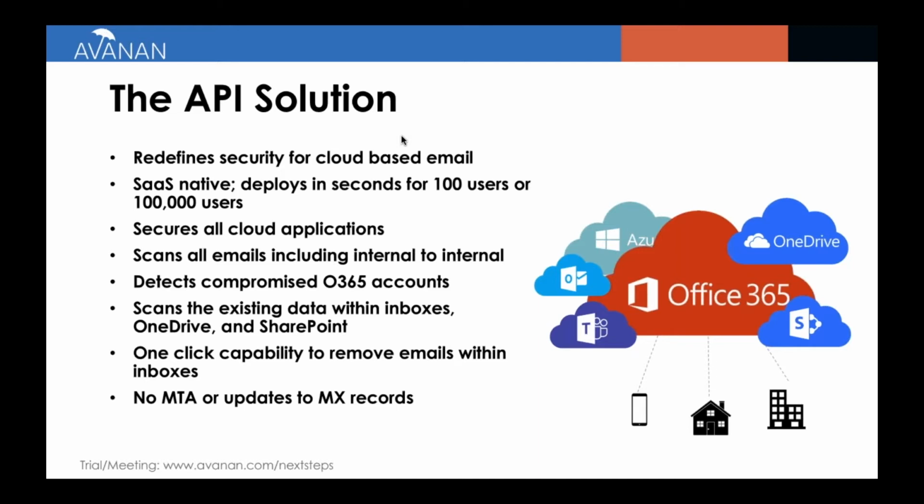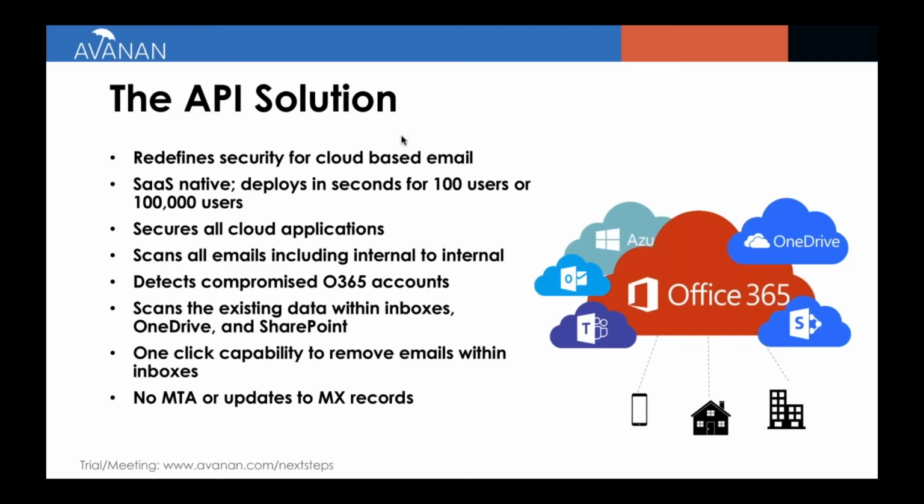Again, we don't need to be an MTA. We don't need to update your MX records. And this means we can deploy in minutes for the smallest of customers or the largest of customers. Beyond this fact, APIs give us a list of other capabilities, including the ability to extend security to all your other cloud-based applications, right? We also leverage the APIs to protect against internal-to-internal email-based attacks and actually detect compromised accounts. That's a big thing that we're helping a lot of customers with.